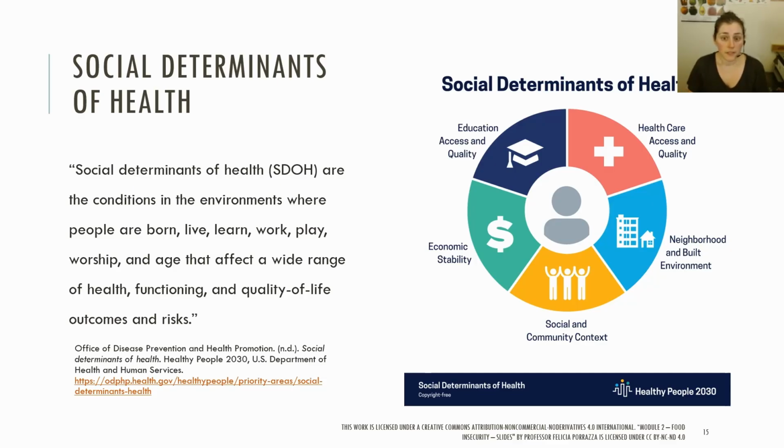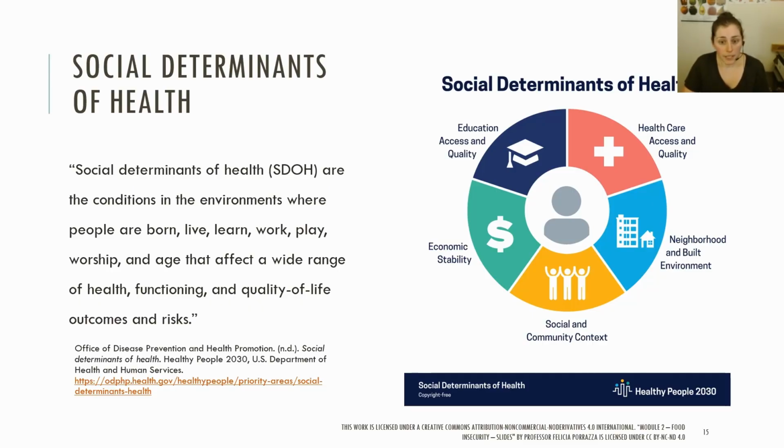The social determinants of health are defined as the conditions in the environments where people are born, live, learn, work, play, worship, and age that affect a wide range of health, functioning, and quality of life outcomes and risks. In the United States, people with more disadvantaged social determinants of health have a greater incidence of obesity, emphasizing the importance of addressing systemic inequities to improve the health of all Americans.